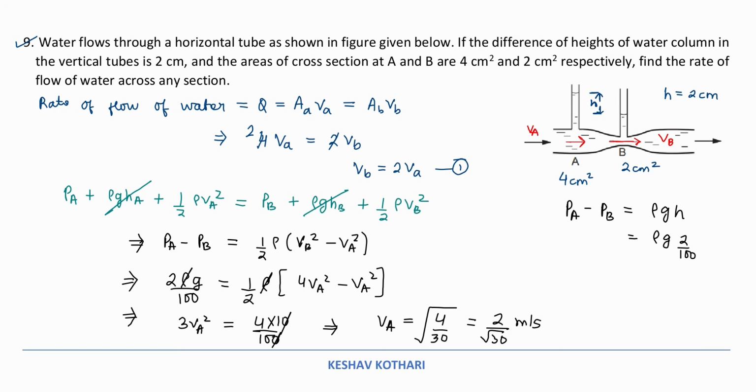Now the problem is asking us to find the rate of flow of water across any cross section, that is we need to calculate the value of area of A into velocity of A. So velocity of A is known to us, area of A is also known to us. So therefore I can calculate the rate of discharge.